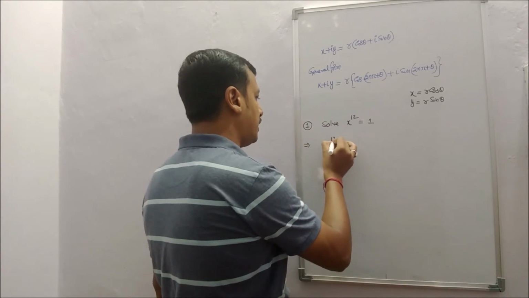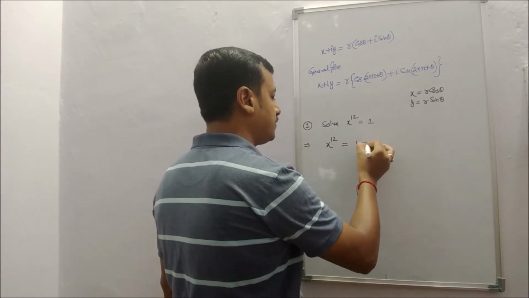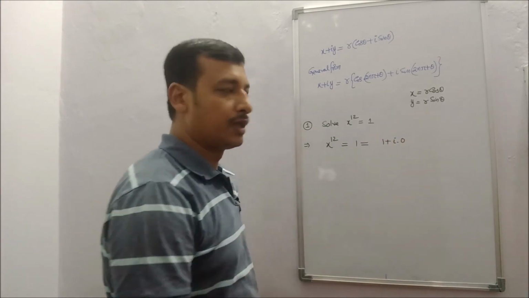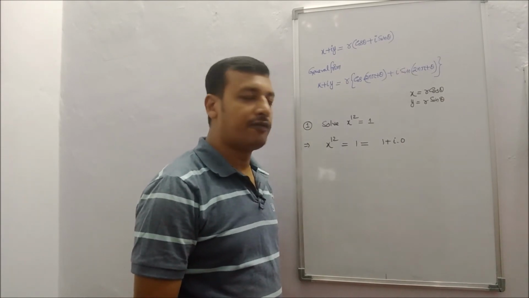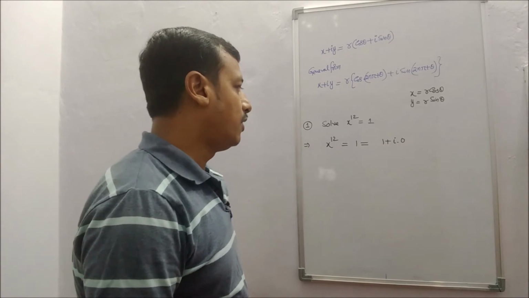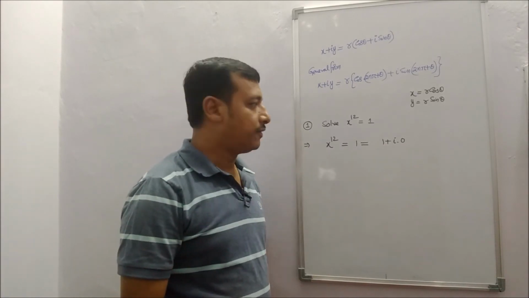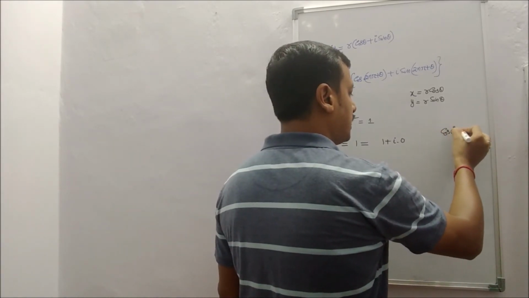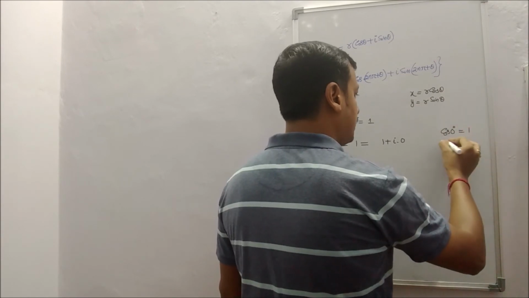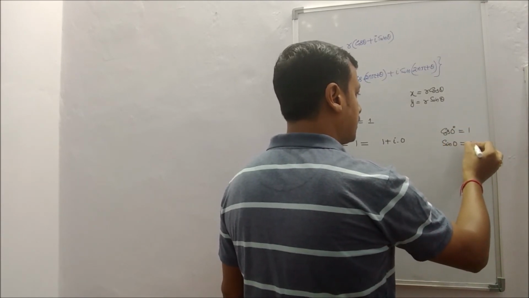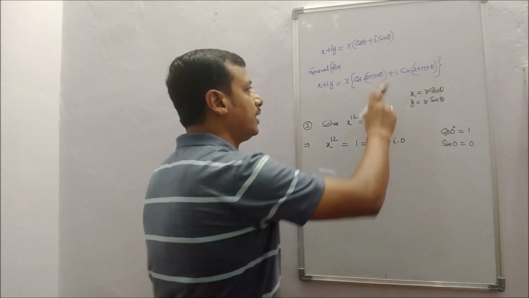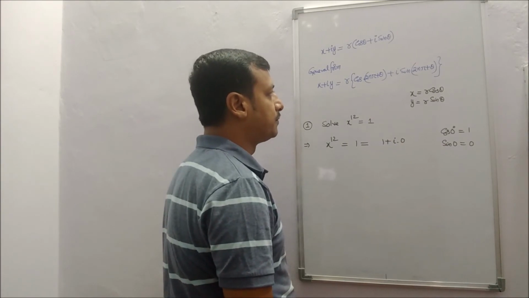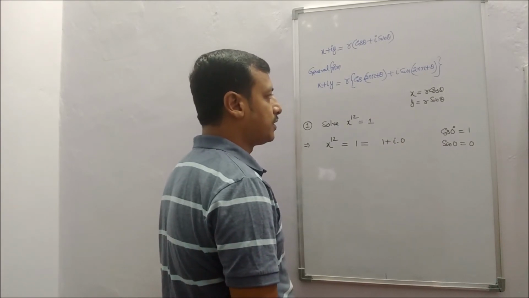So x to the power 12, that means 1. This 1 can be written as 1 plus I into 0. So we have to find the value of theta. For that, the value of cos is equal to 1 and the value of sin is equal to 0. So cos 0 degree is equal to 1, sin 0 degree is equal to 0. So here the value of theta is equal to 0.